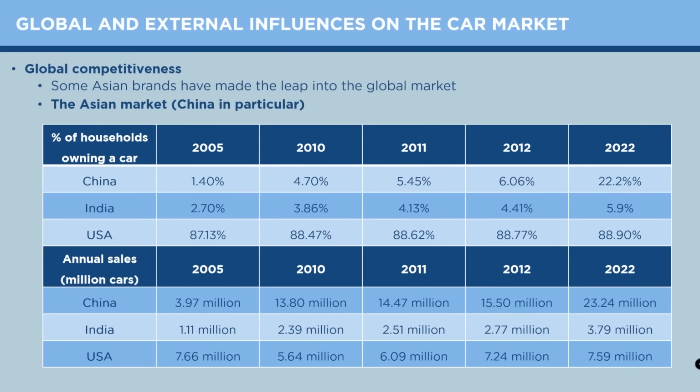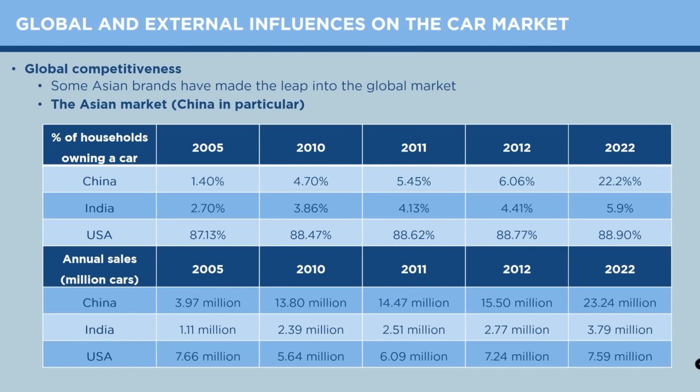If we look at some of the statistics here, from 2005 to 2022, the percentage of households that own a car has just absolutely shot up. India's increased as well, but by nowhere near as much. The USA has very slightly increased. It's gone up and down over the last 15 years or so. But that's a low growth market.